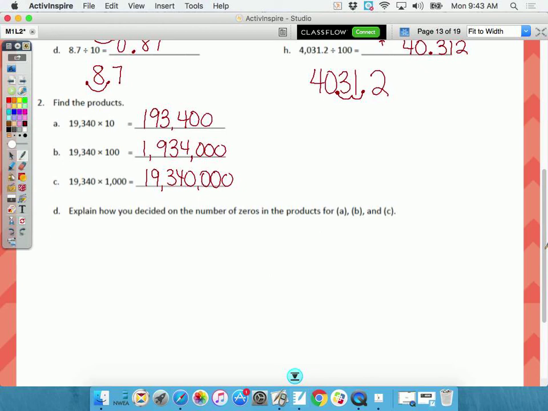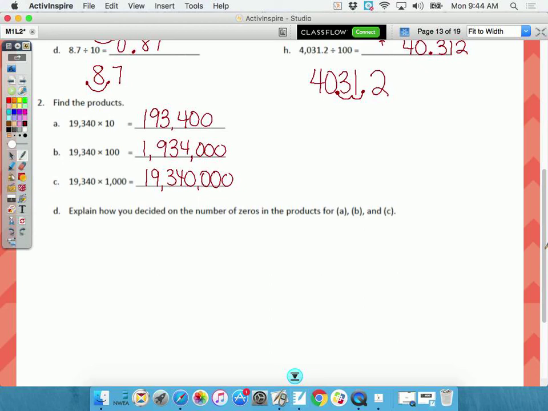Okay. Now the next question says, explain how you decided on the number of zeros in the products for A, B, and C. Now Channy's going to read what the answer key says, and we're going to see if we understand it. Go ahead, Channy. I visualized the place value chart. Times 10 shifted the digits one place to the left, so I added zeros to the right. 10 times 100 shifted the digits twice, so I added 2 zeros. 10 times 1,000, I added 3 digits.